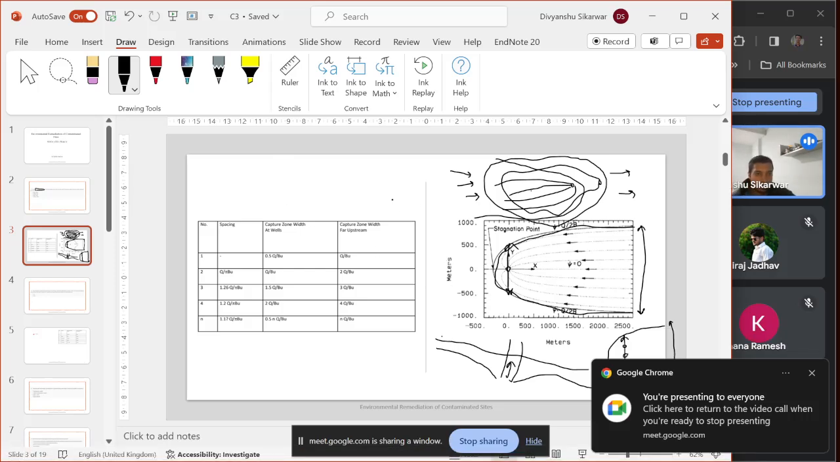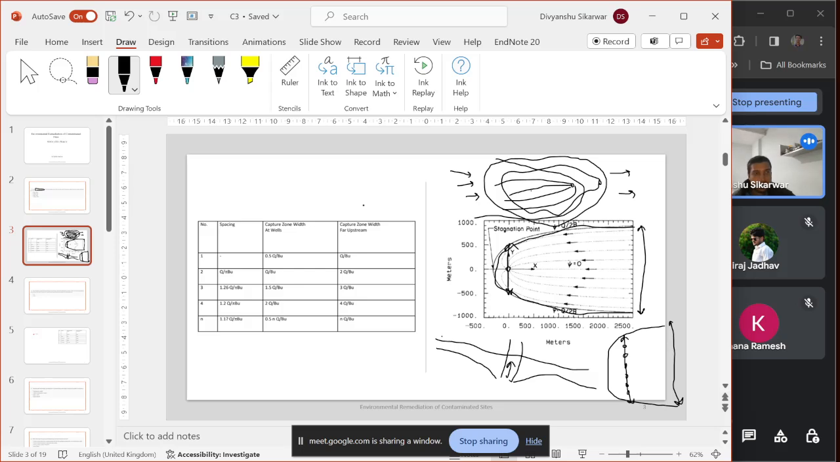If you attend the lecture, I think lecture 11 probably, in that lecture this table is given. If we have only one well, we have this formula. For one well, the capture zone width at the well will be around 0.5 Q by BU.